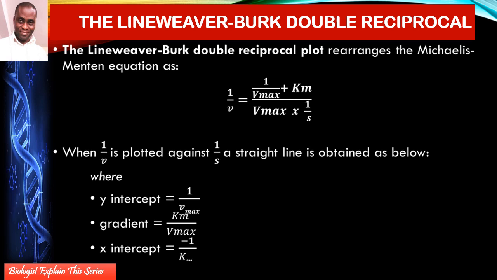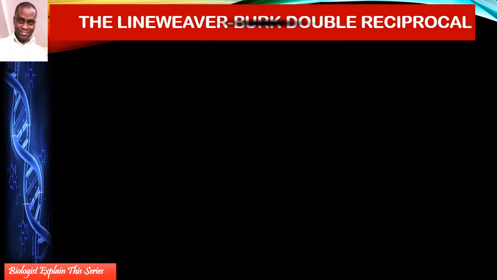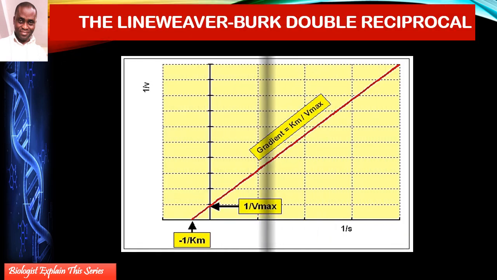And then let's look at what you are going to get if you plotted that on the graph. This particular graph, the Lineweaver-Burk reciprocal plot, gives us this graph. This is a more linear graph. Of course, it has its own disadvantage.